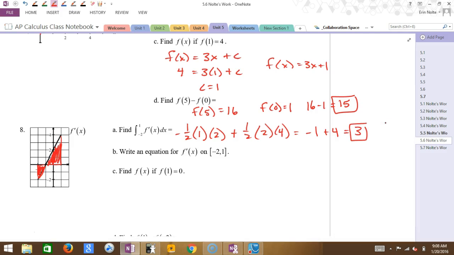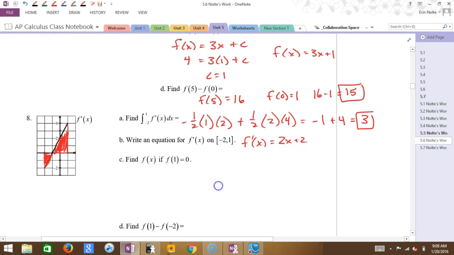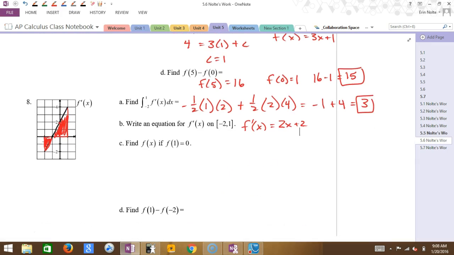For B, what is my equation? What is my derivative equation? It has a y-intercept of 2, a slope of 2. Yep, I would agree with that. 2x plus 2. Now we're going to figure out what the original function is by integrating. So what's the integral of 2x?